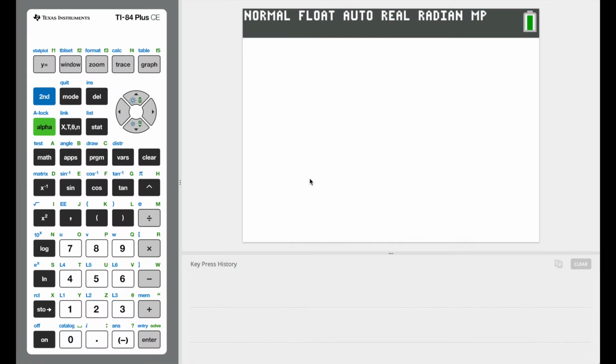Go ahead and grab your calculators. We're going to show you how to do this. You're going to make sure you're in your home screen.